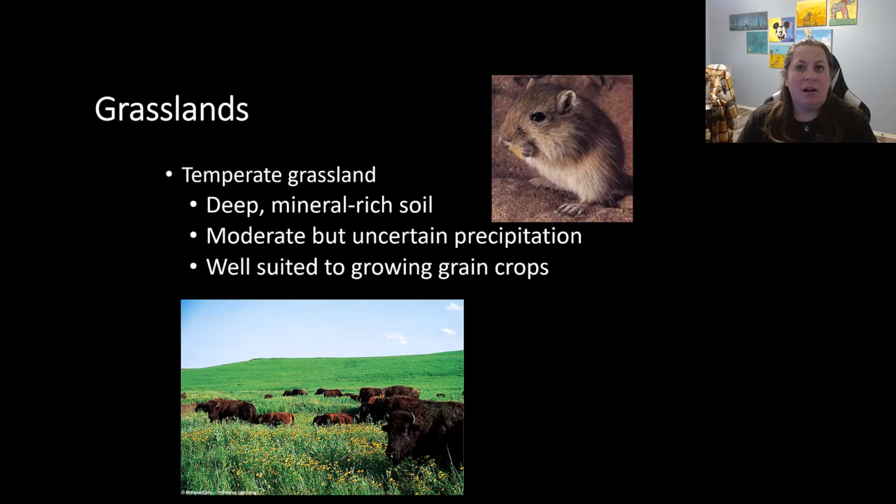So grasslands, there are what we call temperate grasslands. They have very deep, mineral rich soil. So these are really good for farmland. Here in the United States, this is going to be more in the Midwest, the middle area of the country, where we see lots of corn and wheat fields and that sort of thing. It has moderate but uncertain precipitation. So sometimes it's very consistent, other times it's not. But they are well suited for growing grain crops.